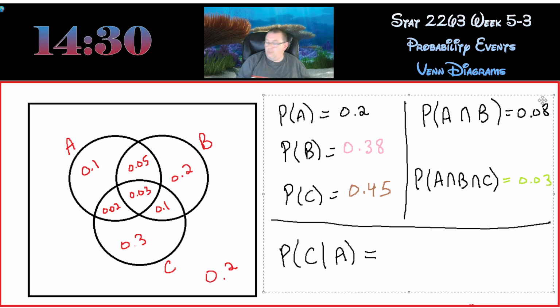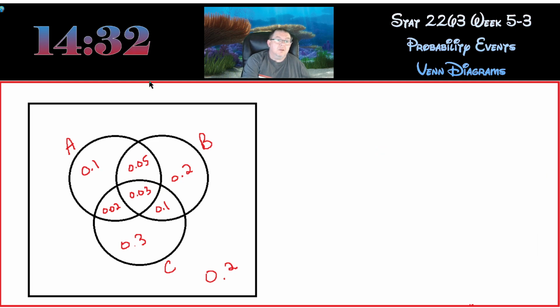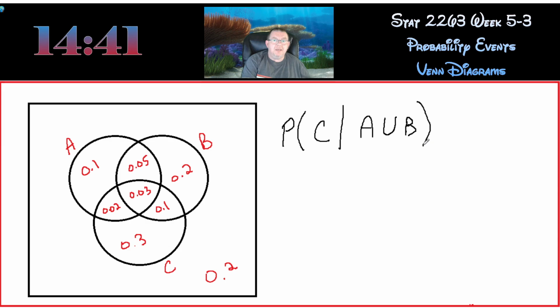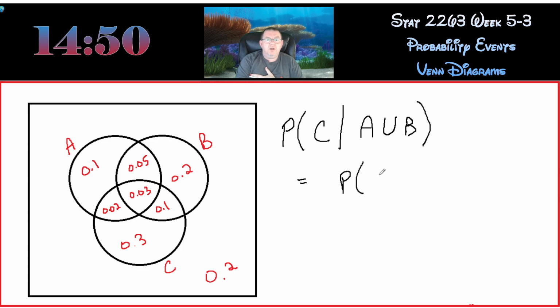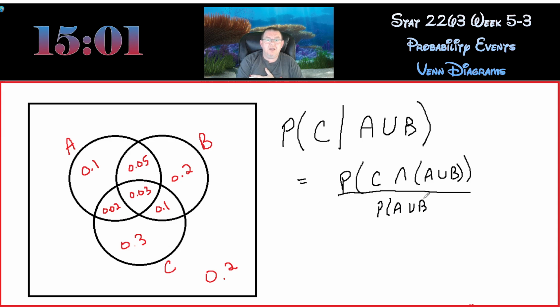One that's a little bit more complicated. All right. What's the probability of being in C given that you are in A union B? So again, there are formulas. From a formula point of view, we know that it's C intersect A union B, and these brackets are 100% necessary because without the brackets it reads differently, divided by the given, which is P of A union B.